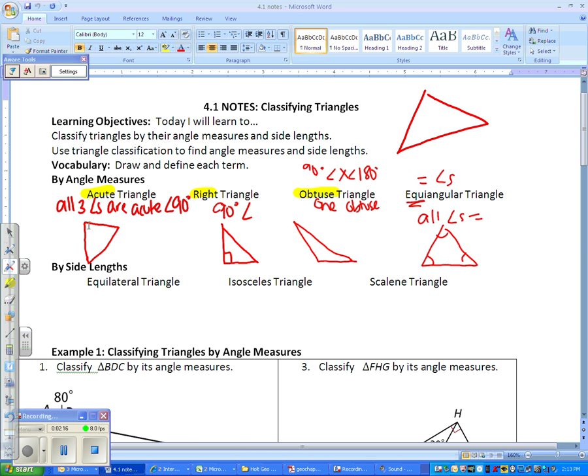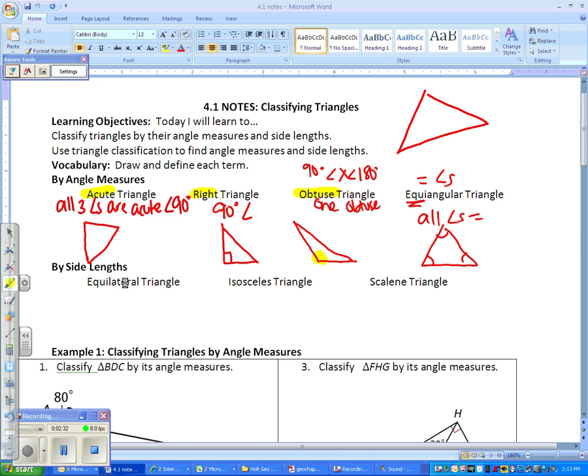Okay, so there are 4 different answers when I want you to classify triangles by their angle measures. Again, this is all about how big those angles are. These are all smaller than 90 degrees. This one triangle has one 90-degree angle. This triangle has one obtuse angle. And this one, the equiangular triangle, has all congruent angles.